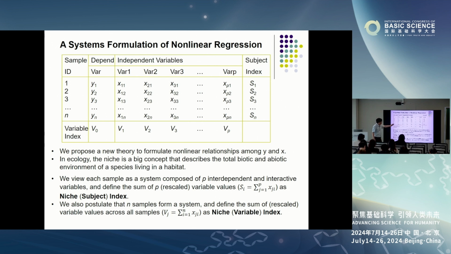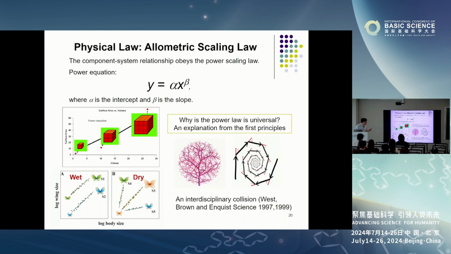So each variable has a relationship with the summation, which is called the subject index, to formulate the part-whole relationship. That is the whole, and that is the part. So the part-whole relationship can be described by a power equation. This is a universal law.